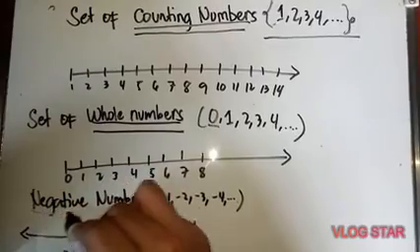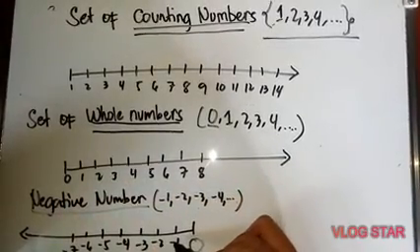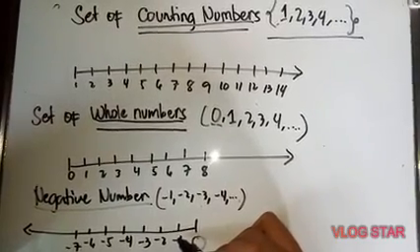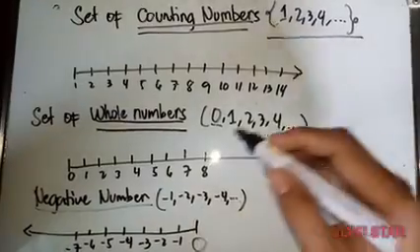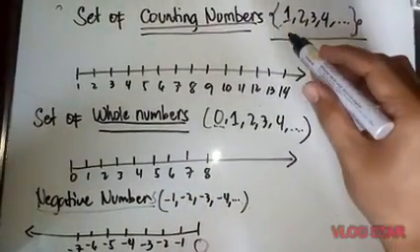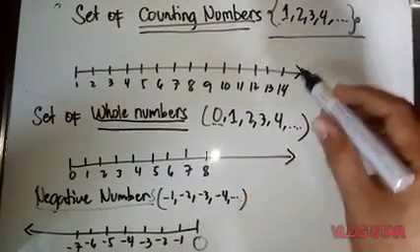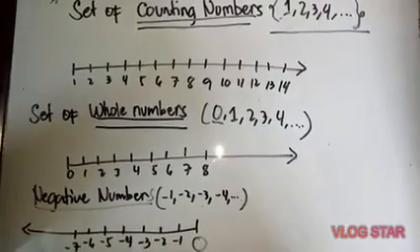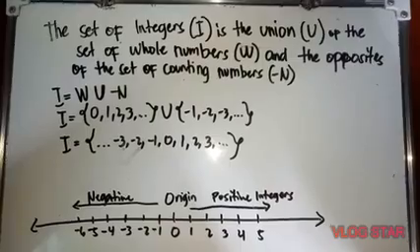So when you ask about the negative numbers, you will start from negative 1, and a negative number is the opposite of counting numbers. So the opposite of 1 is negative 1, the opposite of 2 is negative 2, the opposite of 3 is negative 3.